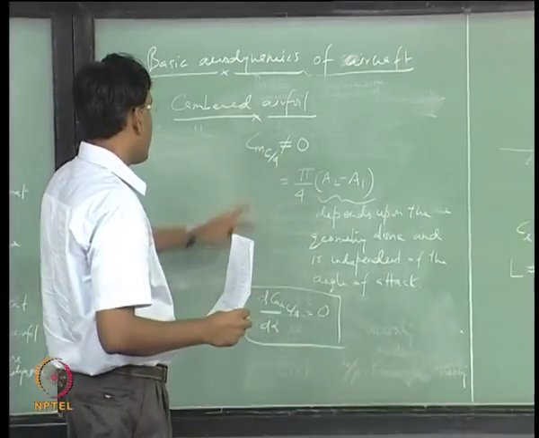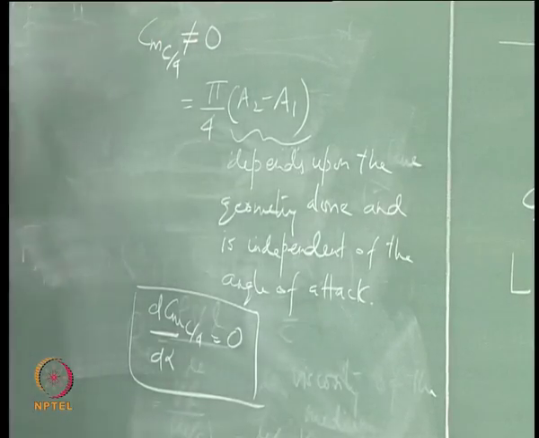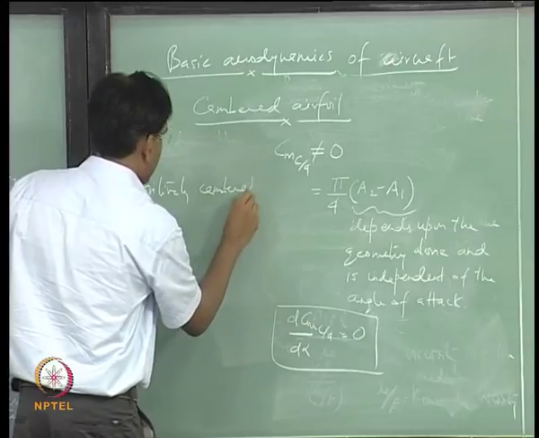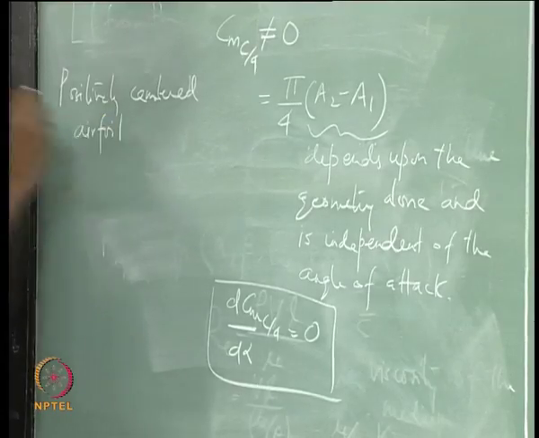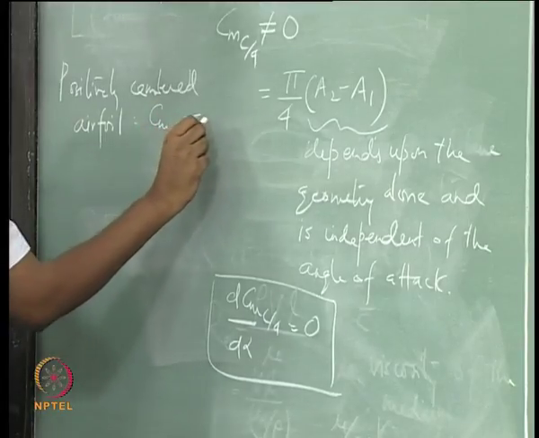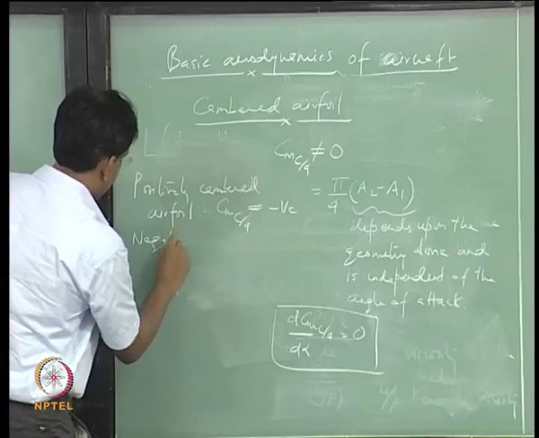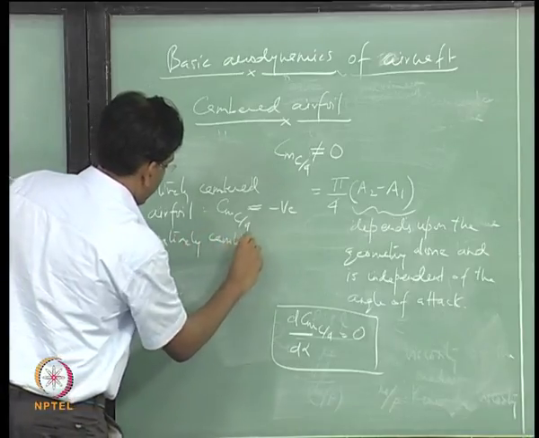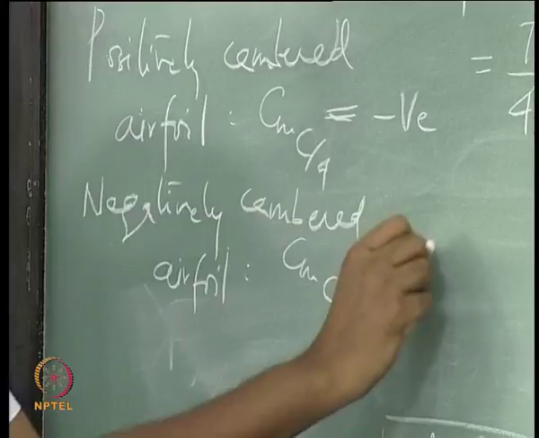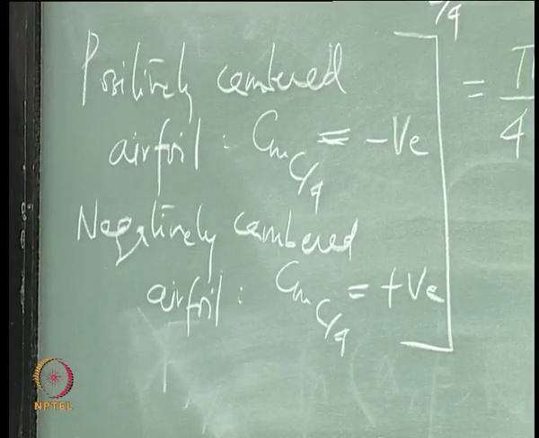So, Cm at the quarter chord length for the cambered airfoil is not equal to 0. For positively cambered airfoil, this Cm c by 4 is actually a negative number.